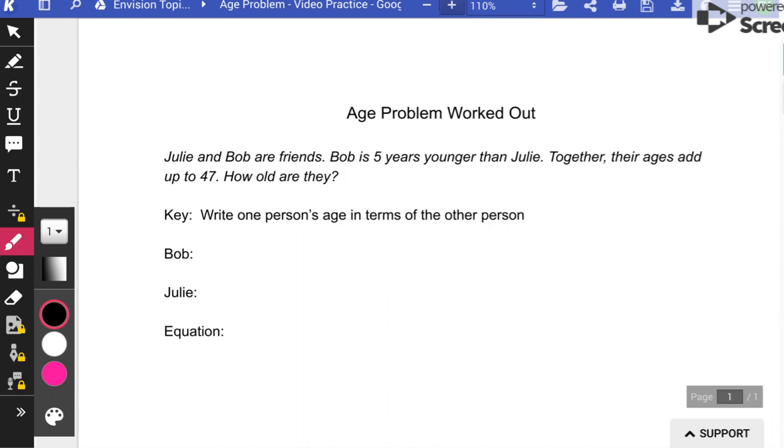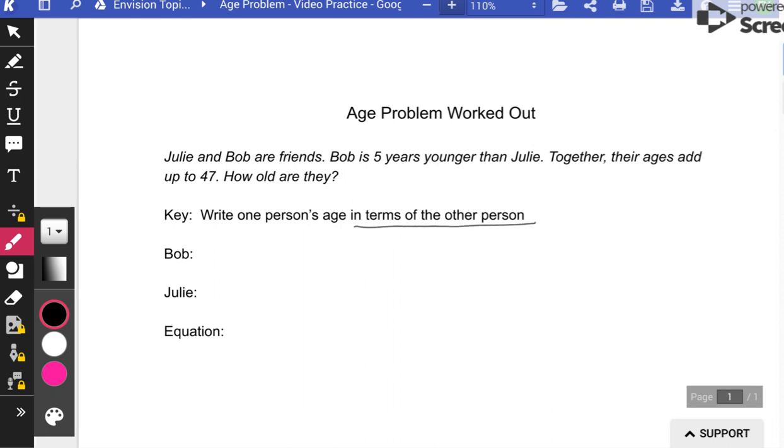So for this first example, we have Julie and Bob. Julie and Bob are friends. Bob is 5 years younger than Julie. Together, their ages add up to 47. How old are they? We have some key information. And when we focus on the word problems, we have to think about writing one person's age in terms of the other person.